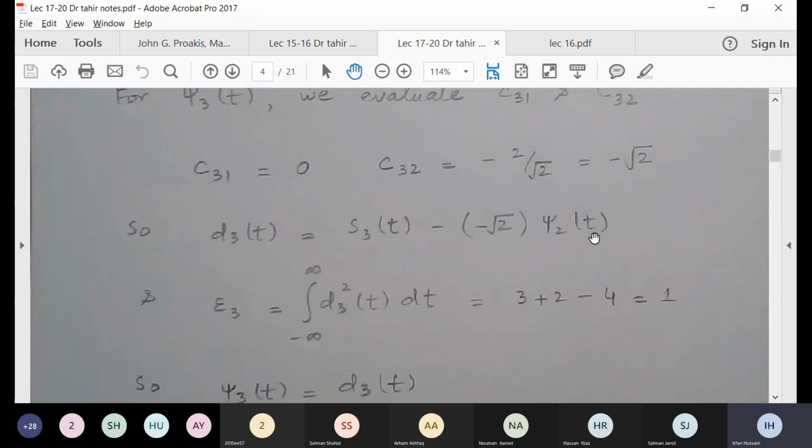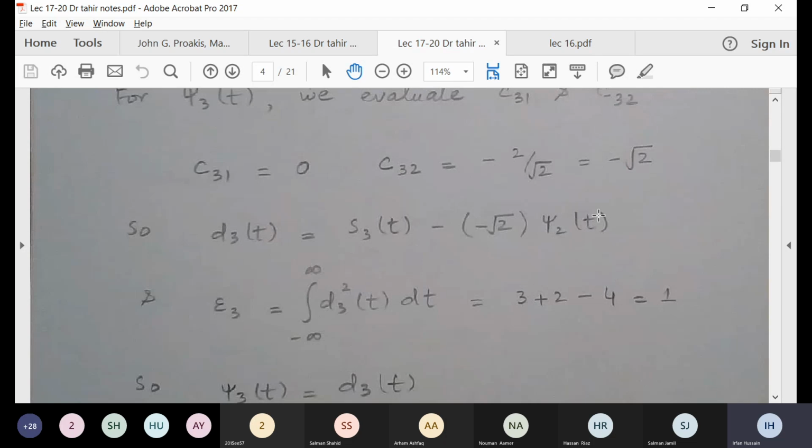And what is the energy of this? The square of this becomes 2, this comes out, the integral of psi 2 squared is 1 because the energy of psi 2 is 1. Taking the square of psi 2 makes no difference, the integral of dt is 1, so this is totally 1. You just get 2 here, so its energy is 2.